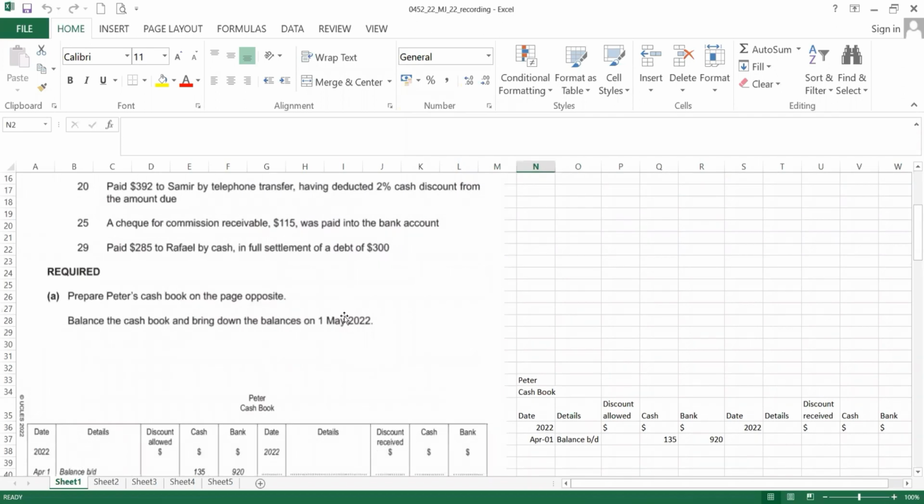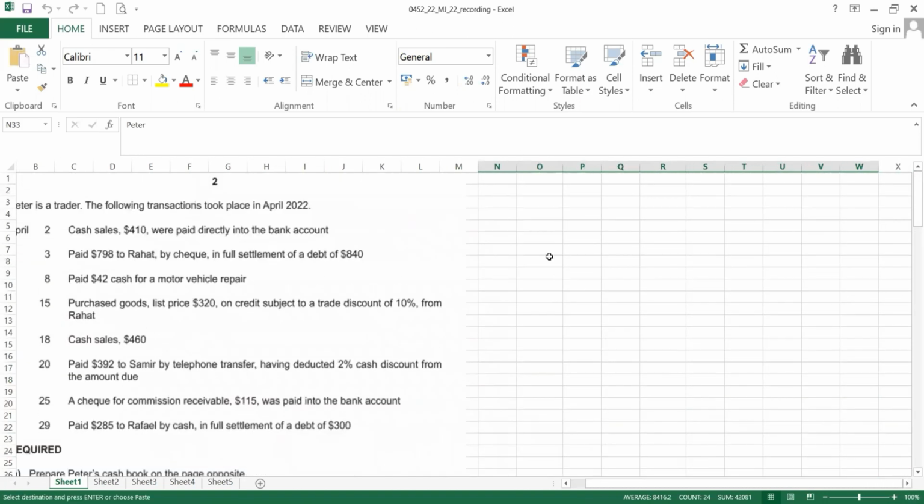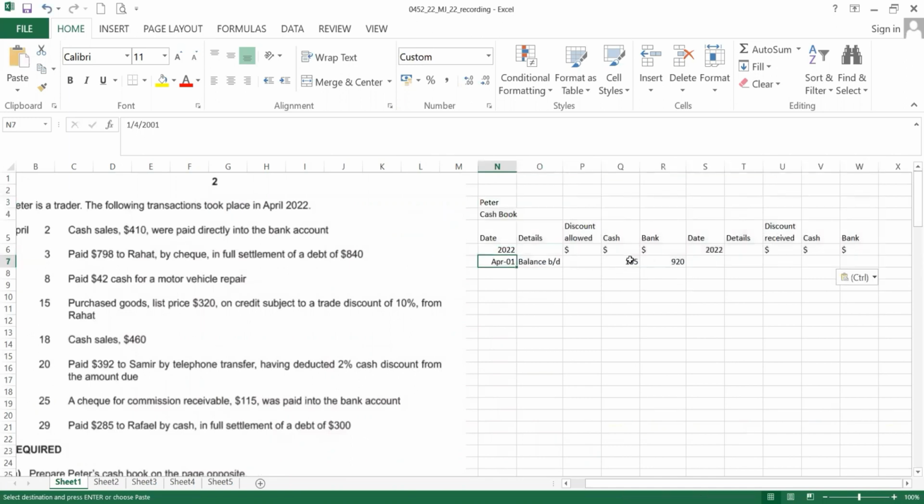Here they ask to prepare the cash book. So let's move on to prepare the cash book. They give us the cash and bank opening balances. Here, cash sales was paid direct into the bank, so actually it's a bank account entry. So this is a sale under the bank account, 410.